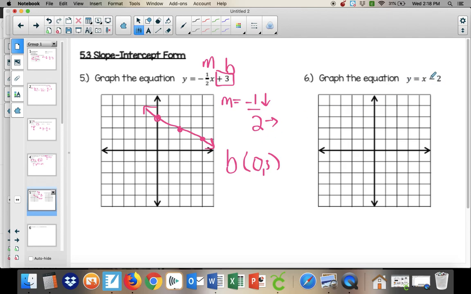So for number 6, my slope is 1 because there's nothing in front of the x. And then my y-intercept means I start at -2. So 0, -2. And then my slope is 1. Up 1 over 1. Up 1 over 1. And I connect, and there you go.